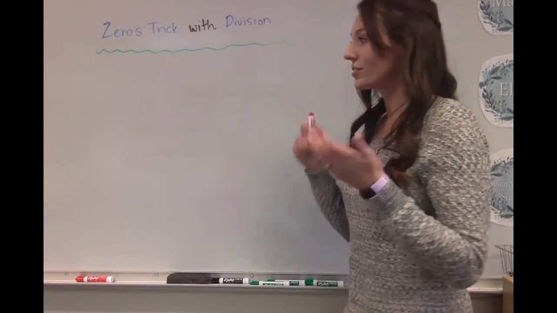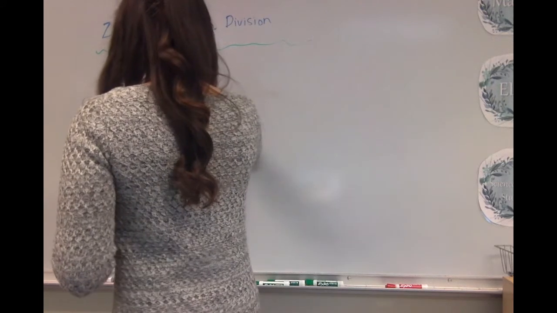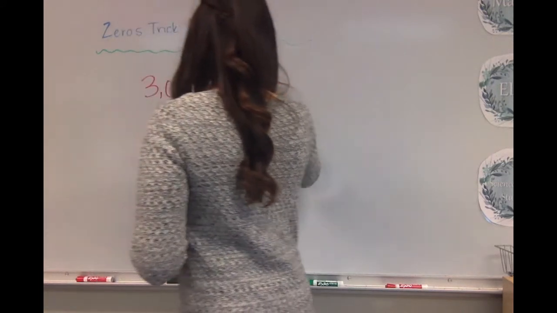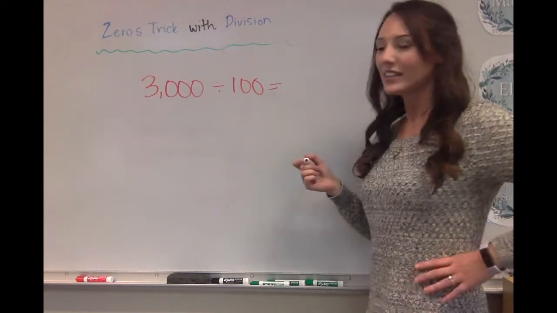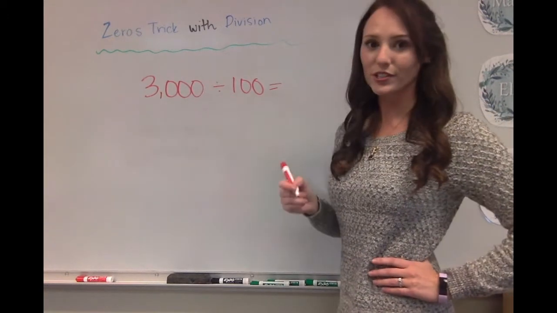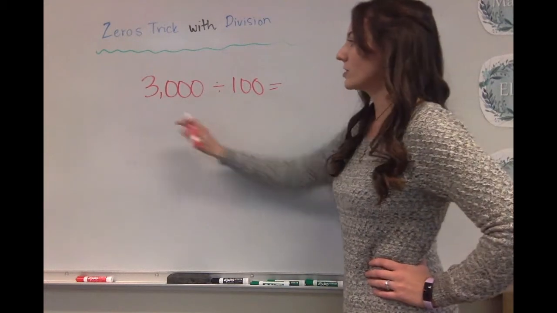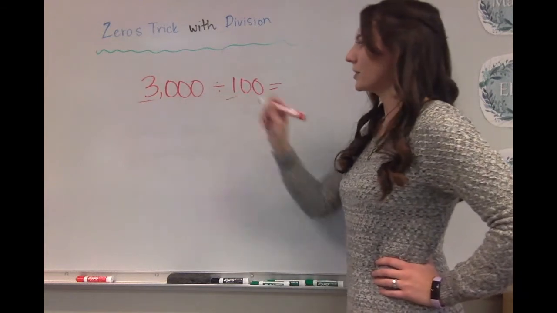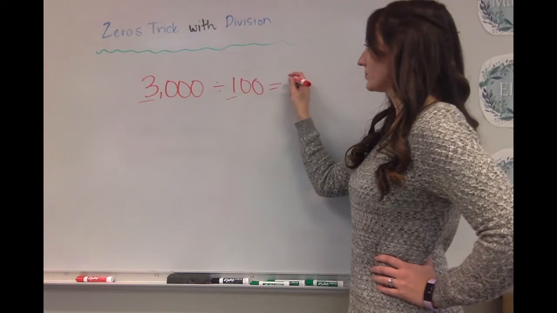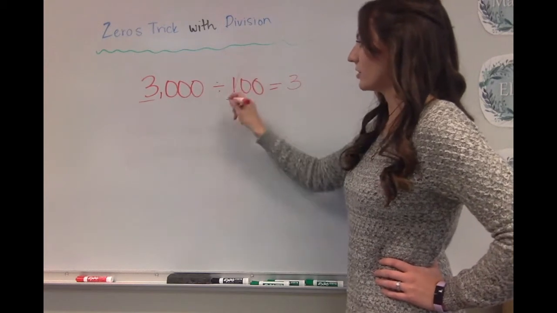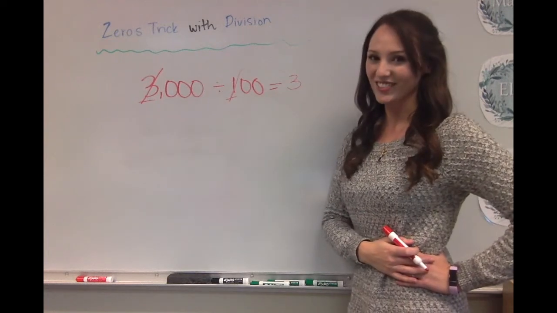Okay, so let's do 3,000 divided by 100. Make sure you have this written down. Like I said before, we're just going to ignore our zeros to start off with, and we're going to focus on the digits that are not zeros. So I have a 3 and a 1. 3 divided by 1 is going to be 3. I'm going to cross those numbers out, and now I'm putting all of my attention onto my zeros.